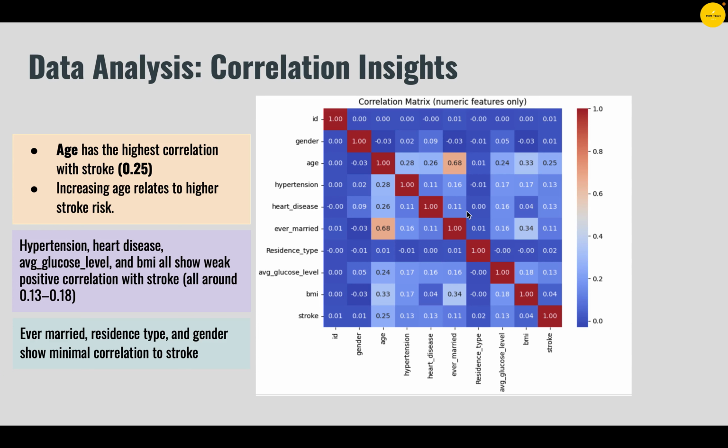Besides, I created a correlation heat map to see which numerical features are most related to stroke. Age is the most important, followed by health conditions like hypertension. Gender, residence type, and marriage status showed very low correlation.